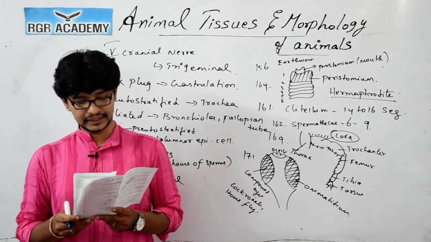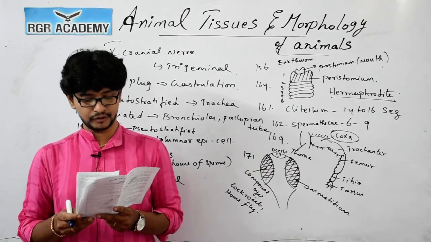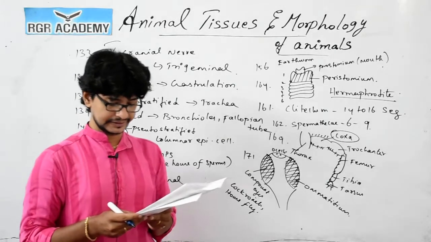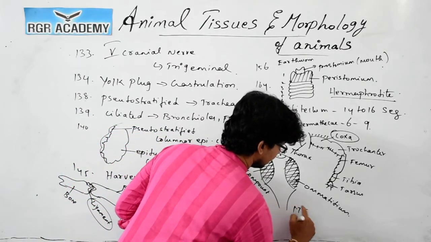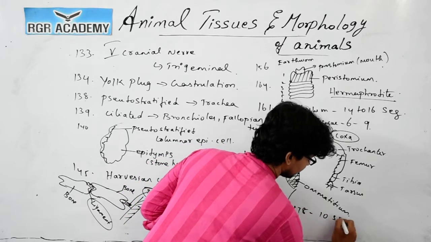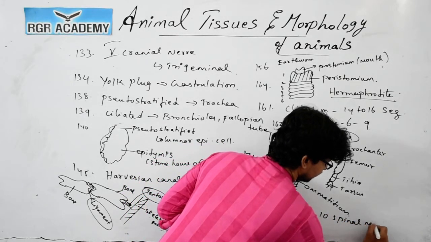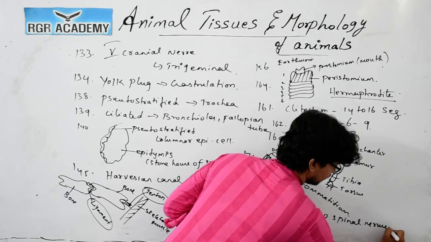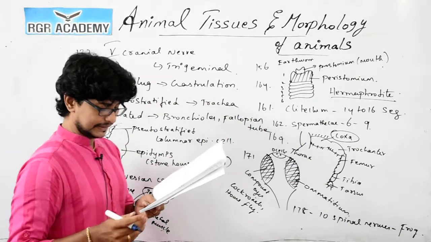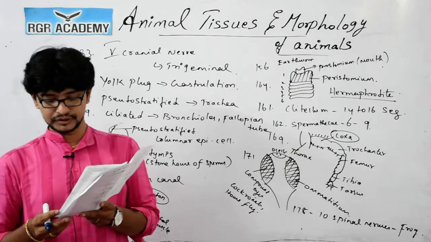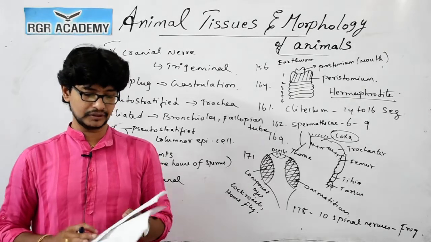178. What is the number of spinal nerves in the frog? In case of frog, you could see 10 pairs of spinal nerves. Frog has 10 pairs of spinal nerves, often reduced to only 9 pairs also.